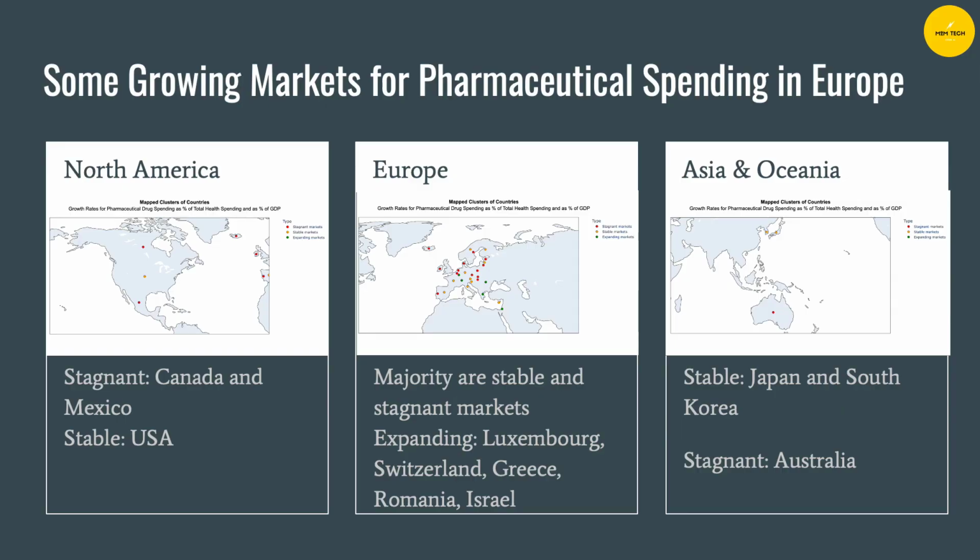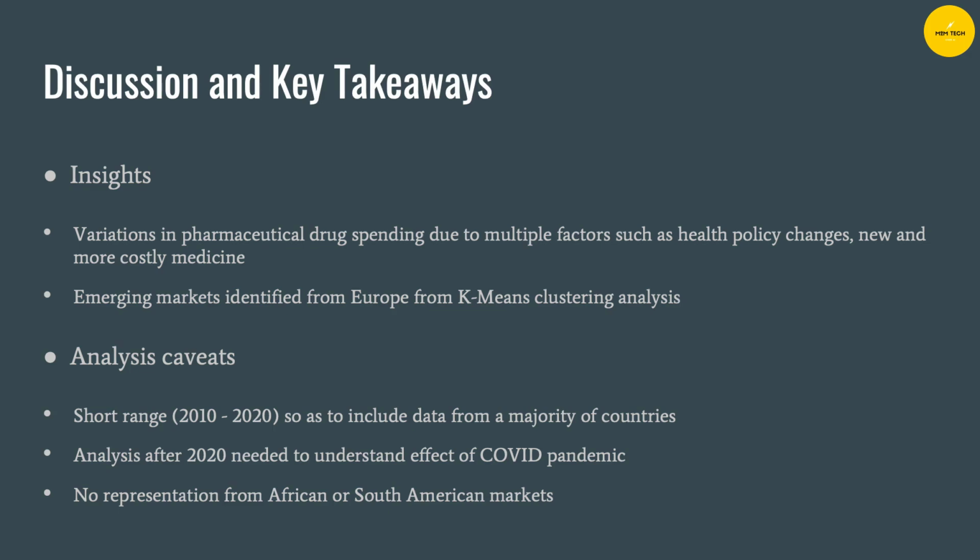Looking at distinct regions, both North America, Asia, and Oceania include stagnant and stable markets, while Europe includes some emerging markets. Analyzing yearly spending showed variations that were explained by different factors, such as policy changes and new and more expensive medication being on the market. The key objective was achieved with the identification of 5 countries to target as emerging markets. So, pharmaceutical companies can respond to demand by adjusting their production and logistics accordingly.